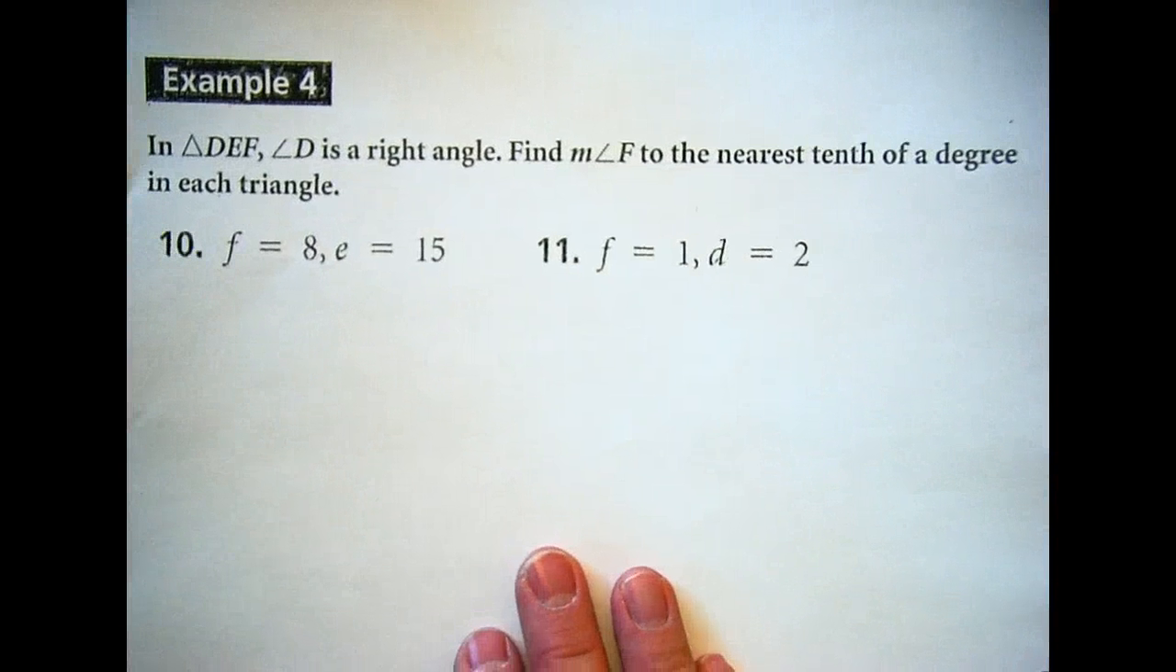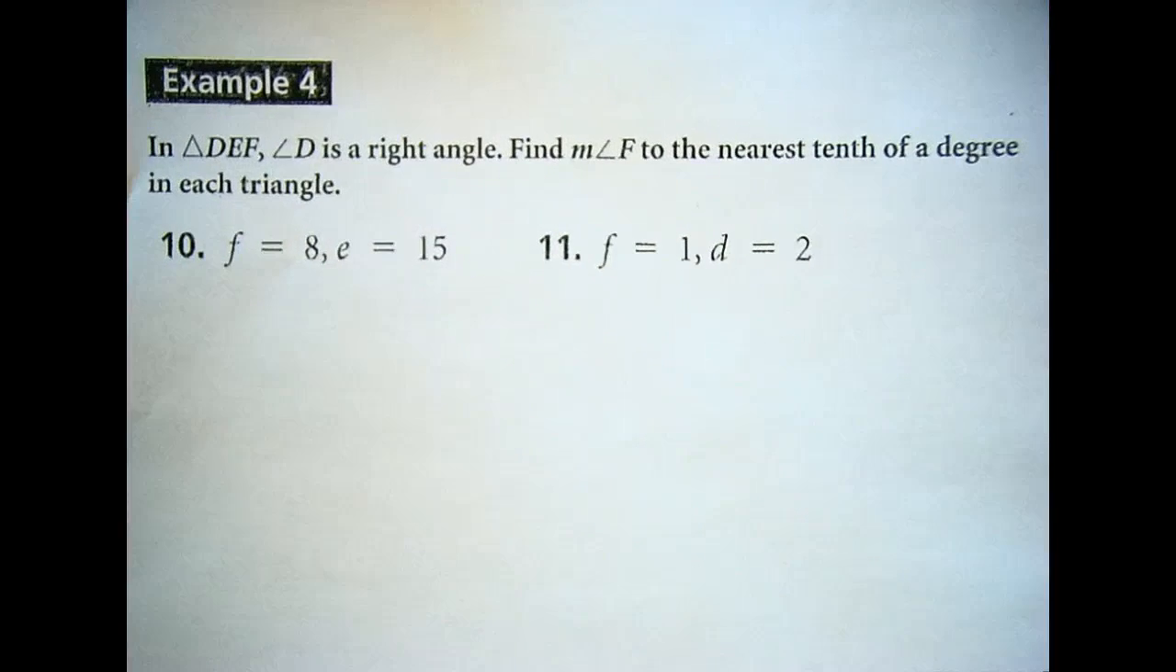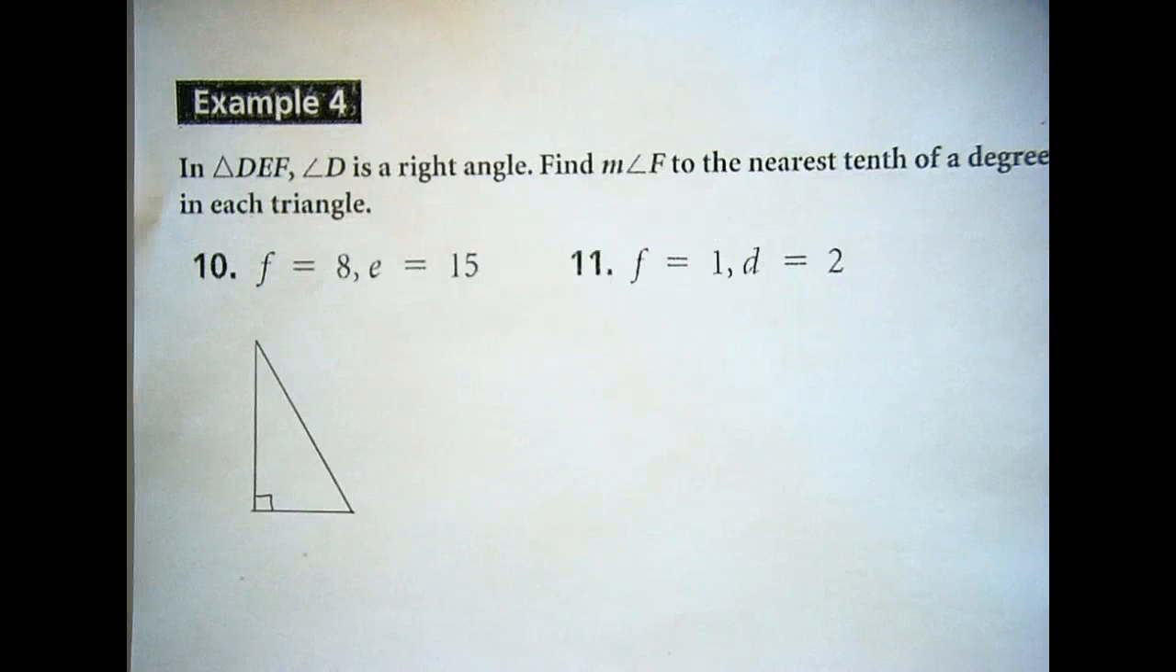Okay, here we go. Example 4, number 10. In triangle DEF, angle D is a right angle. Find the measure of angle F to the nearest tenth of a degree in each triangle. Okay, draw your picture, number 10. We're only going to do number 10. We're not going to do number 11 together and run out of time if we do. So number 10. Group number 3, you've got to quickly come up, draw or label your triangle.